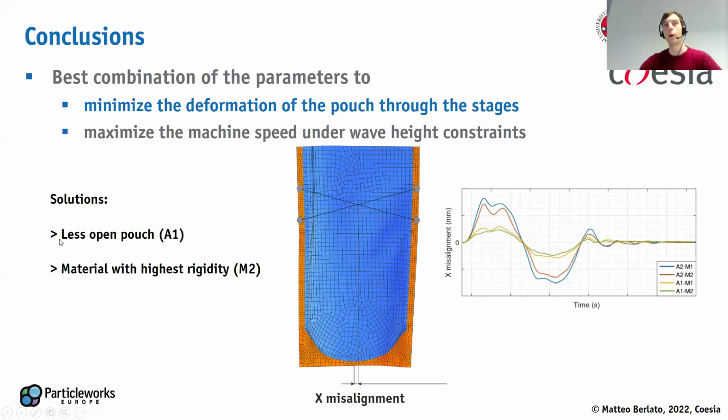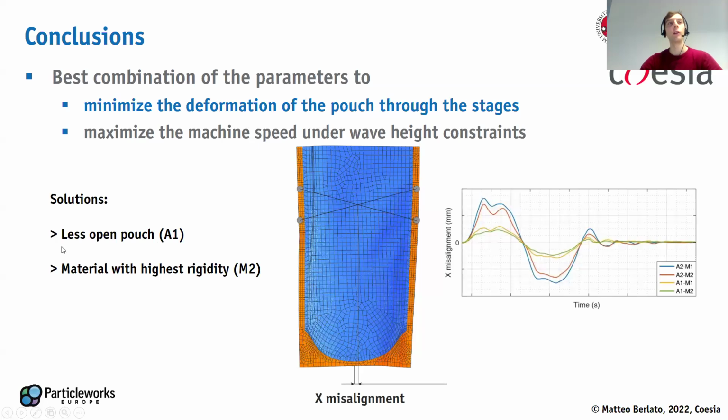Let's say the most important parameter is the shape of the pouch, but then they could further reduce the deformation by increasing the rigidity of the pouch. But I think it's very interesting here because it shows that there are some variables that play a role more than others, and with simulation you can quantitatively have an idea of that.